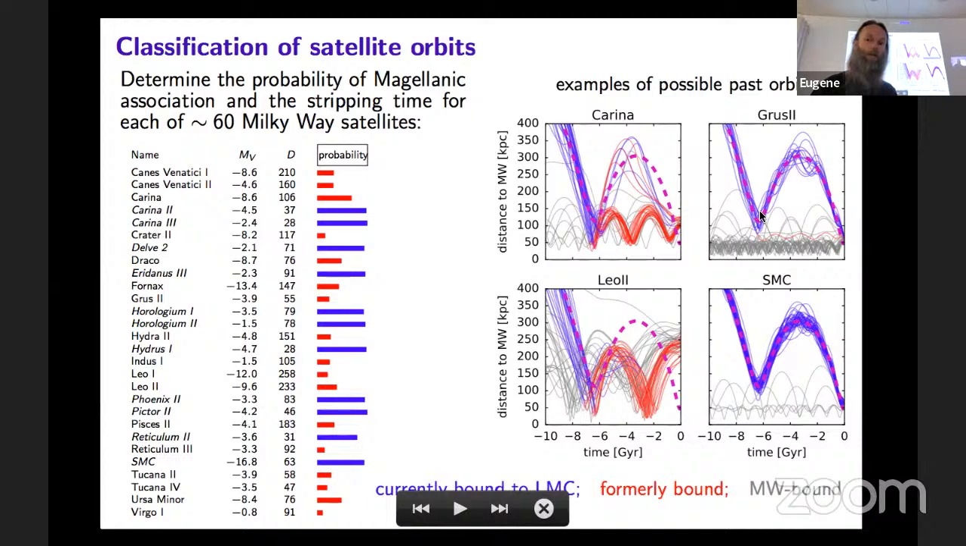It might be coming with the LMC system, always staying close to it, or it might be orbiting the Milky Way. So roughly half-half. Actually, maybe for Bruce one, it's a 1/3 or so probability that it came with the LMC, and the rest is not. But there are also galaxies like this one, which might have come with the LMC, and then on the first pericenter passage, they got stripped, and now they orbit the Milky Way completely separately. Leo 1, Leo 2, and various other satellite galaxies.